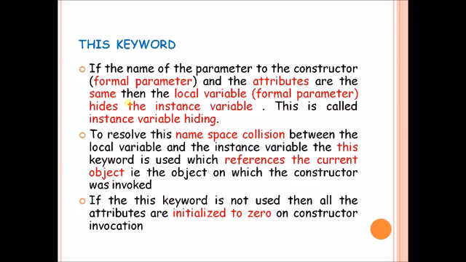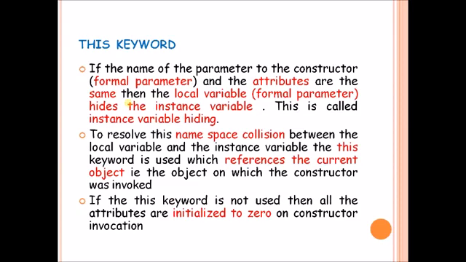We know that normally in a given scope you cannot have two variables of the same name. But here when you tried having the same name for the formal parameters and the attributes, there was an ambiguity created. So to resolve this namespace collision between the local variable and the instance variable, this keyword is used, which references the current object, that is, the object on which the constructor was invoked. If this keyword is not used, then all the attributes are initialized to 0 on the constructor invocation.